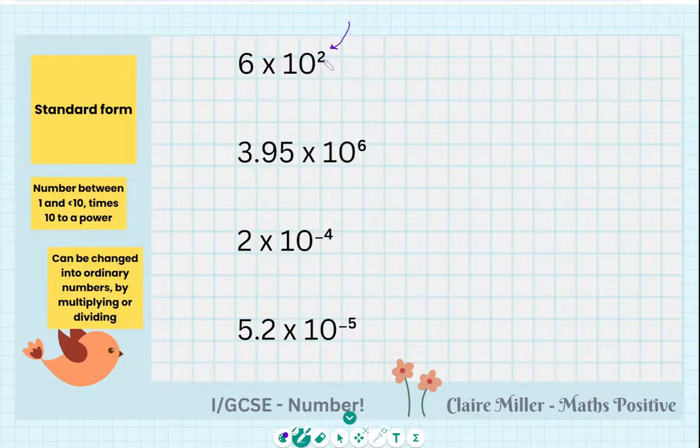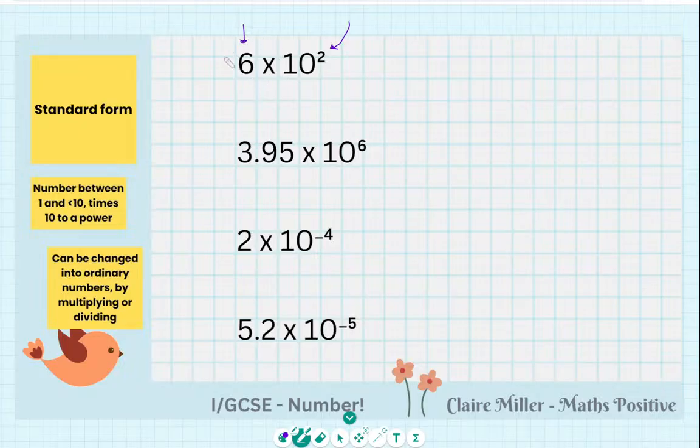Yeah, it can be a pain counting all the zeros, but in standard form, we have a number that we can just look at to know how many times this original number between 1 and less than 10 is times by 10 or divided by 10. Okay, so how big or how small the number is.